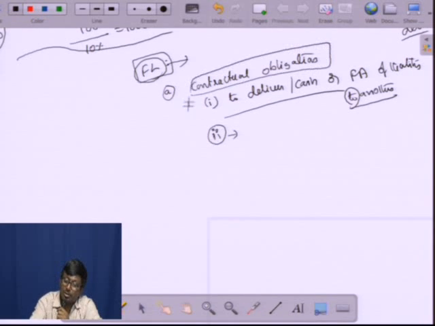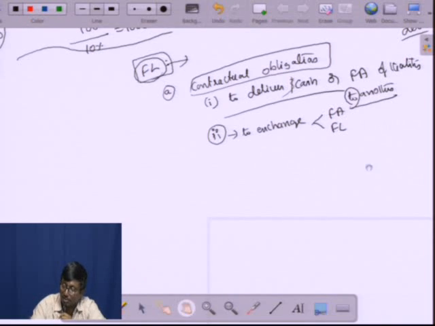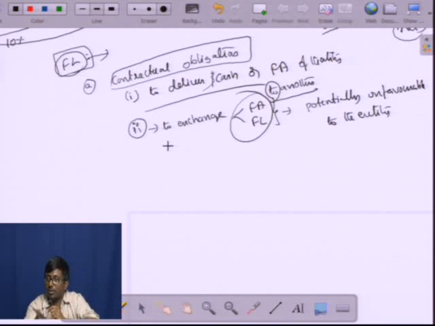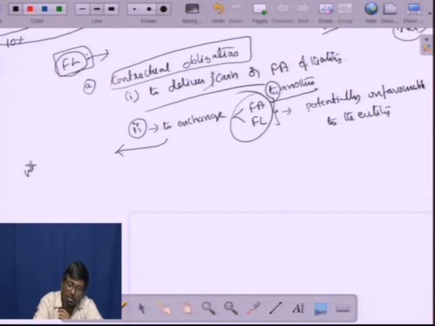Come to this point. It's a contractual obligation to deliver cash or a financial asset to another entity. Next, the second bit. Again, it is a contractual obligation to exchange financial assets or financial liabilities, and I already told you this sentence. Do you remember? This is potentially unfavorable to the entity. In the exchange of financial assets or financial liabilities, whatever it is, it's going to be unfavorable to me.